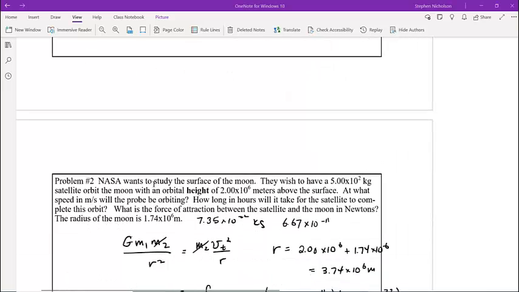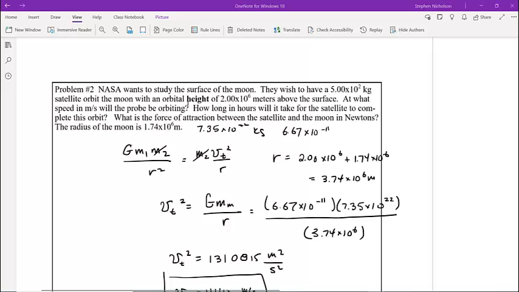Okay, so the second problem is a satellite problem. The first thing you have to do is calculate the orbital radius. That's the orbital height plus the radius of the planet, or in this case, the moon. So you get the orbital radius is 3.74 times 10 to the sixth.